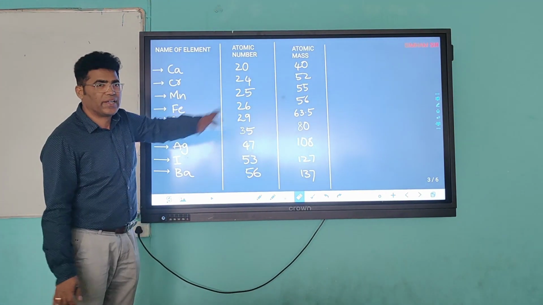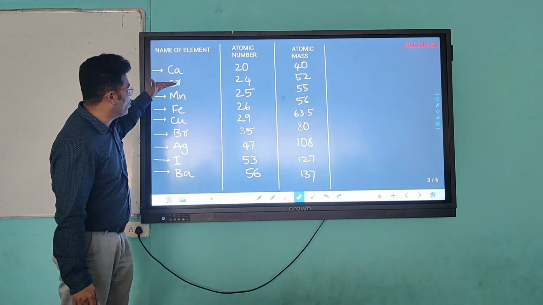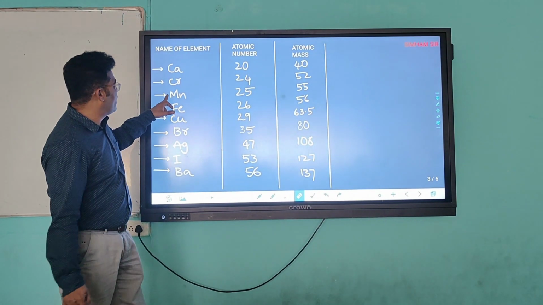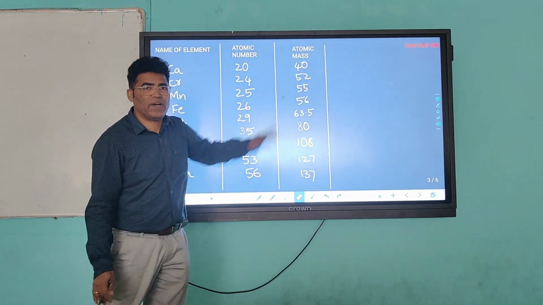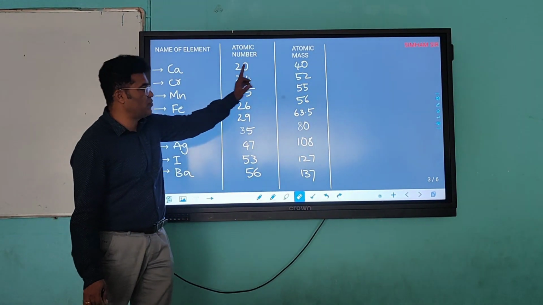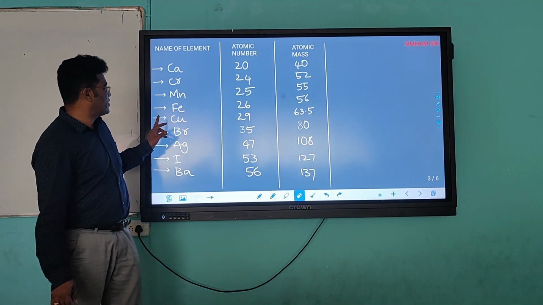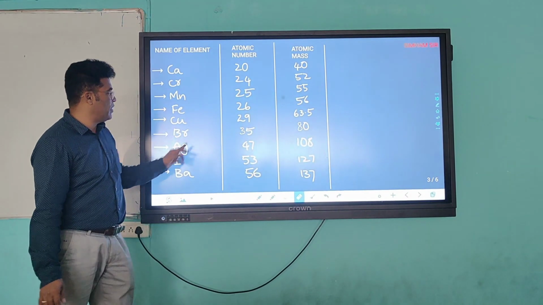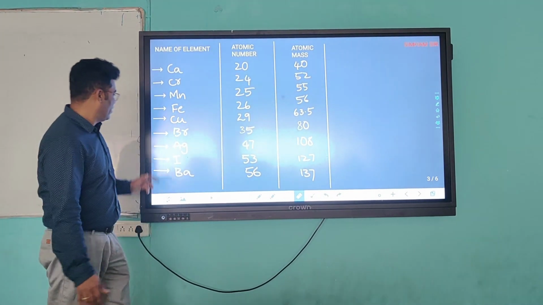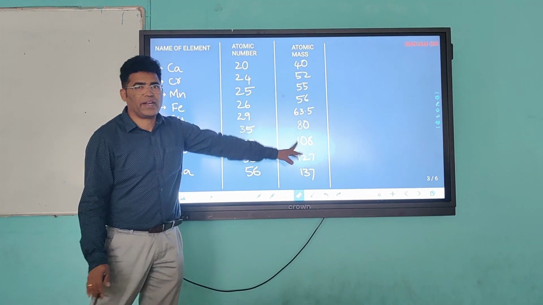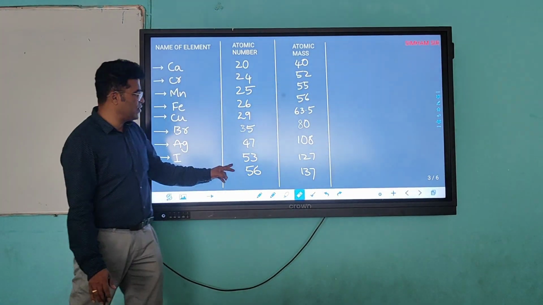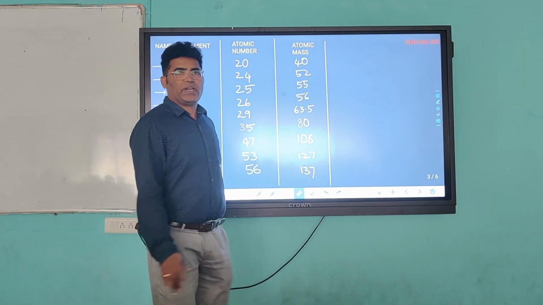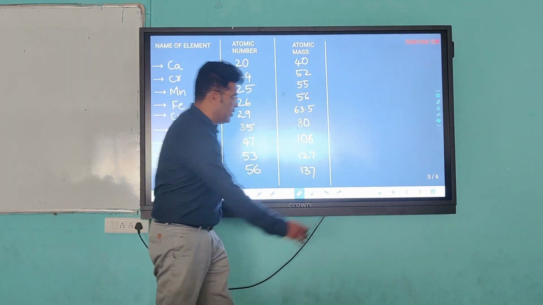calcium 20, 40. After 20 you should learn chromium 24, 52, manganese 25, 55, iron 26, 56, next copper 29, 63.5, bromine 35, 80, silver 47, 108, iodine 53, 127, barium 56, 136. You just go through it.